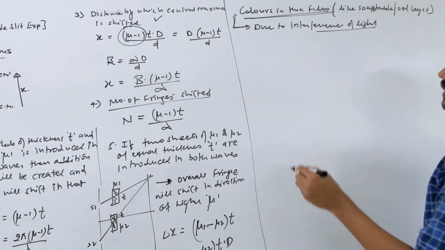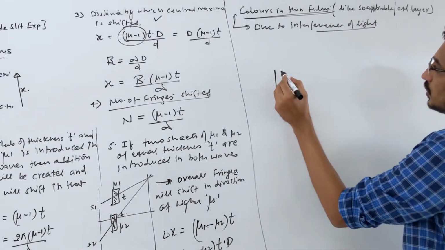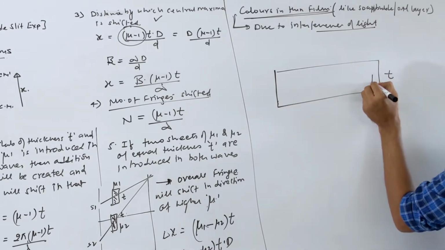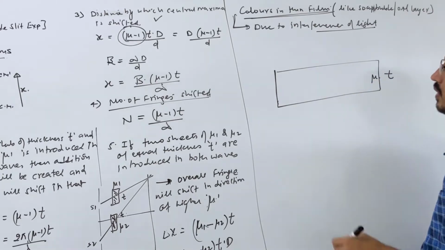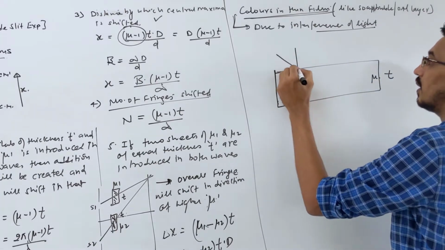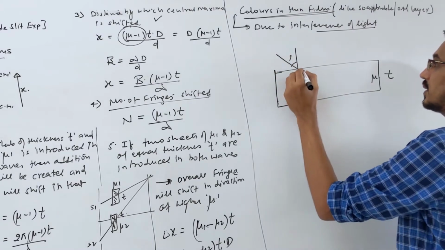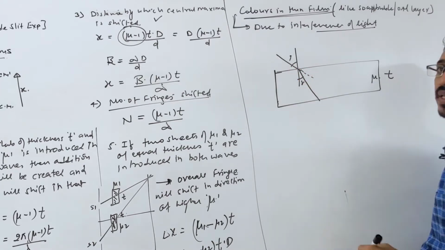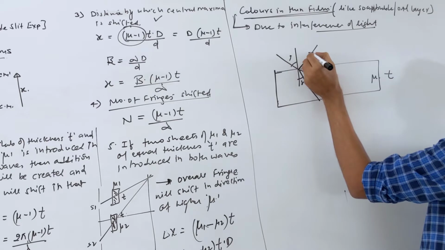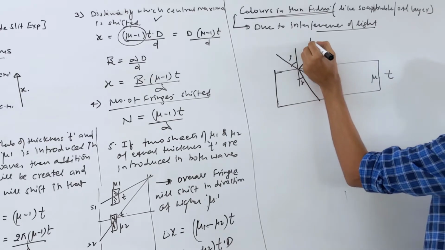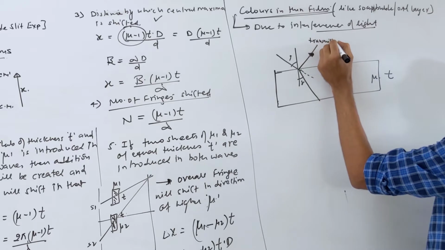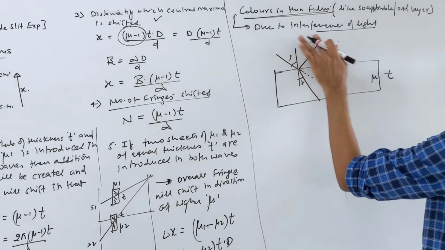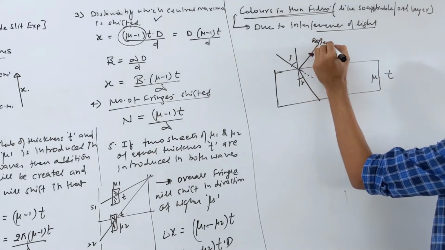Suppose you have a thin film, a glass slab, anything, or an oil layer, of some thickness t and refractive index mu. Suppose some light comes here at an angle of incidence i. Instead of going straight, it will get deviated like this, with angle r. This is the reflected light, sorry, I said it a little wrong earlier.